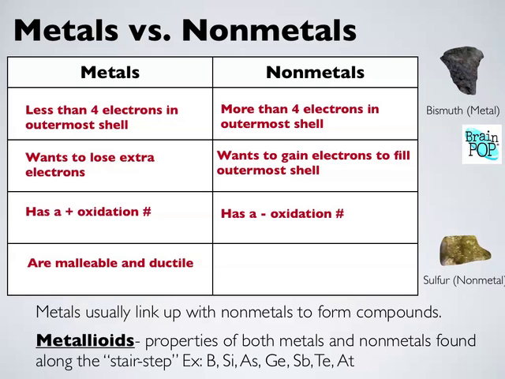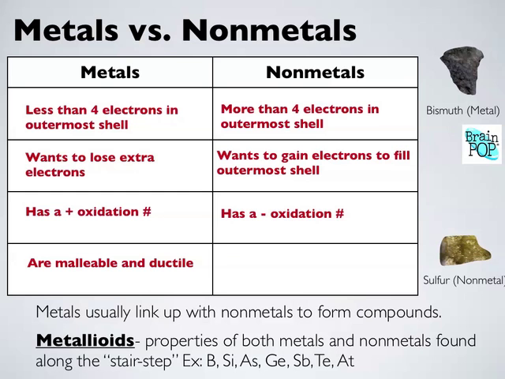Finally, metals are malleable and ductile. Anyone know what either of those words mean? Never mind. Malleable, mallet. You could smash it. Well, anything is smashable, but when you smash non-metals, they break. Metals can change shape. You can hammer it into a very thin shape.